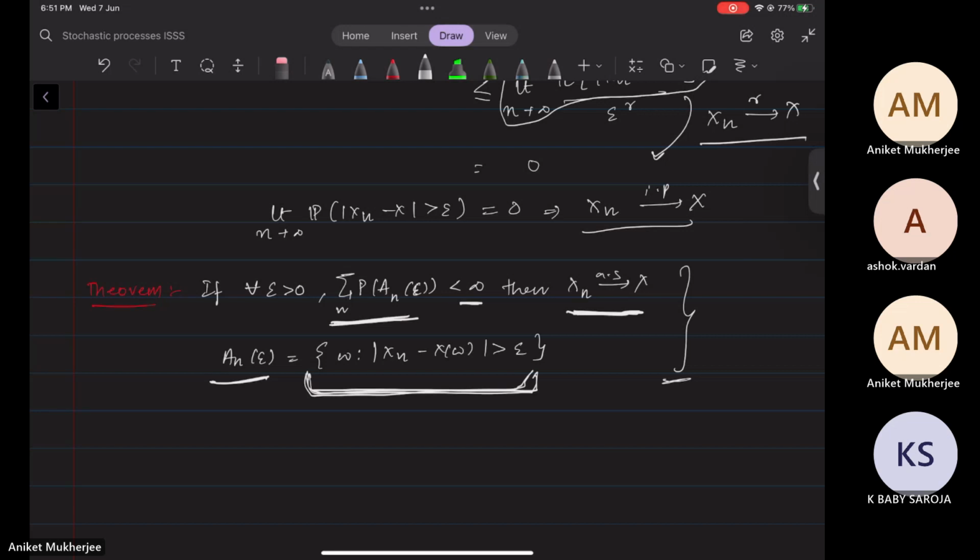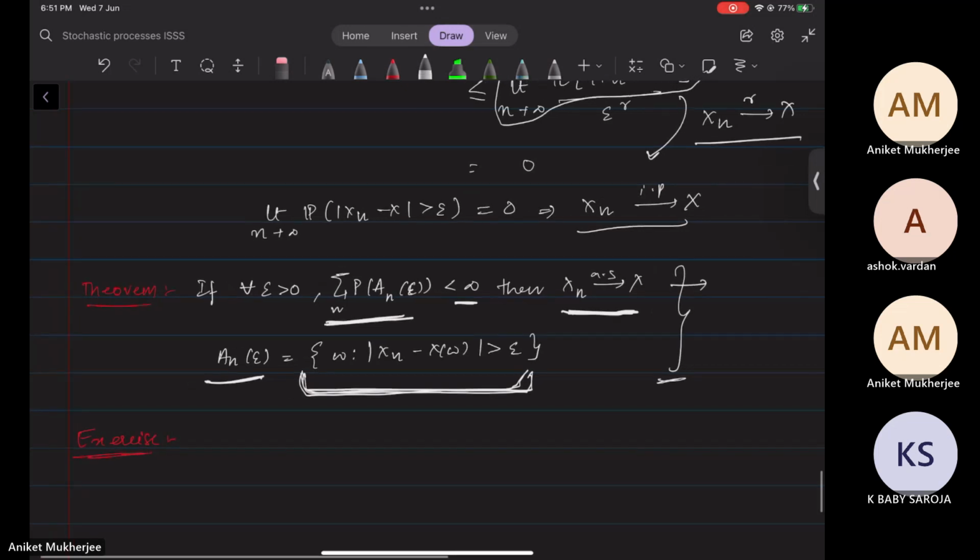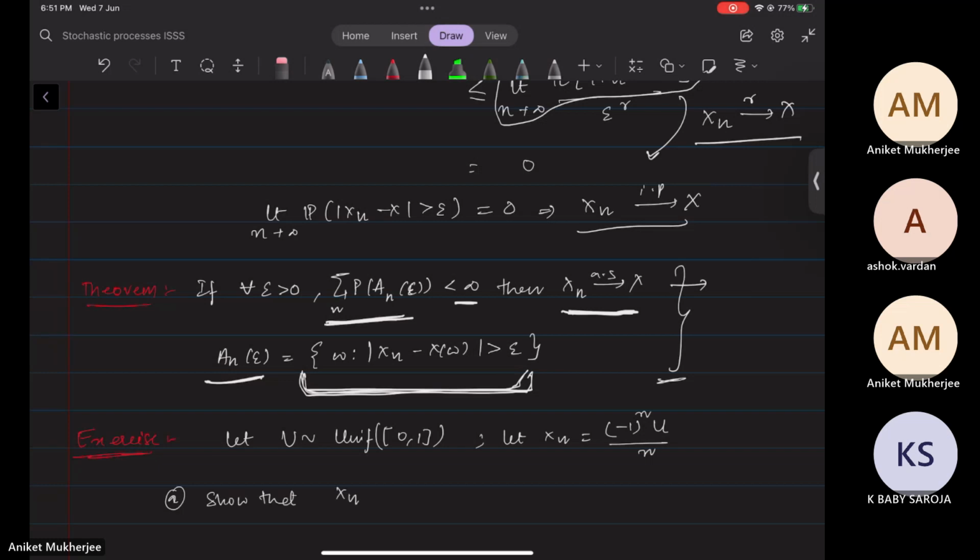So using this theorem, we'll try to solve a problem. Exercise. Let U be uniformly distributed between 0 and 1. So U is a number which is uniformly distributed between 0 and 1. Let Xn be (-1)^n U/n. Show that Xn converges to 0 almost surely.